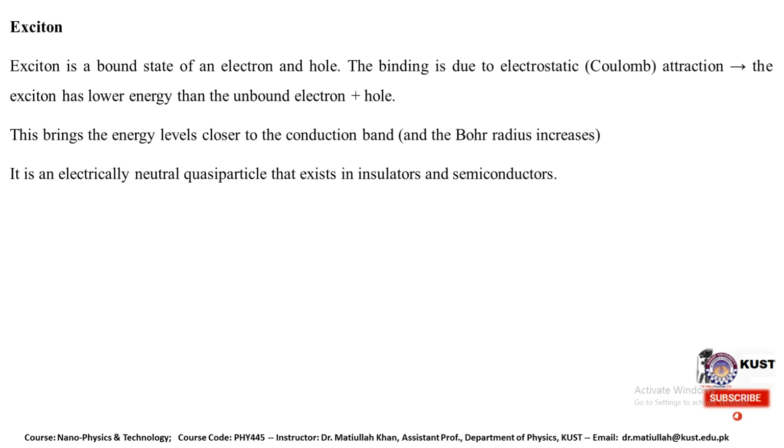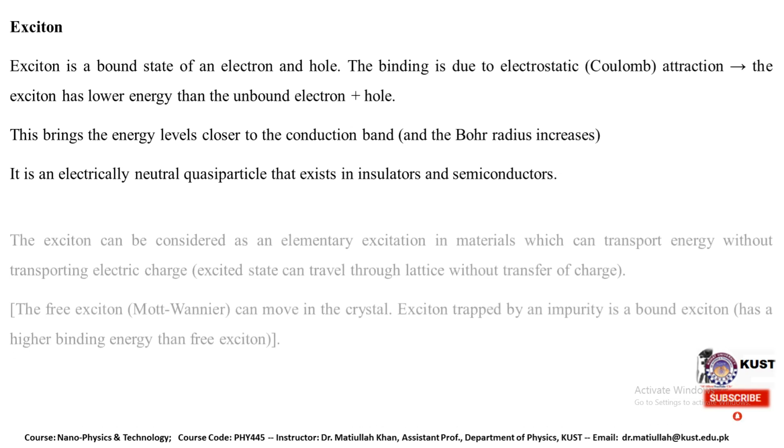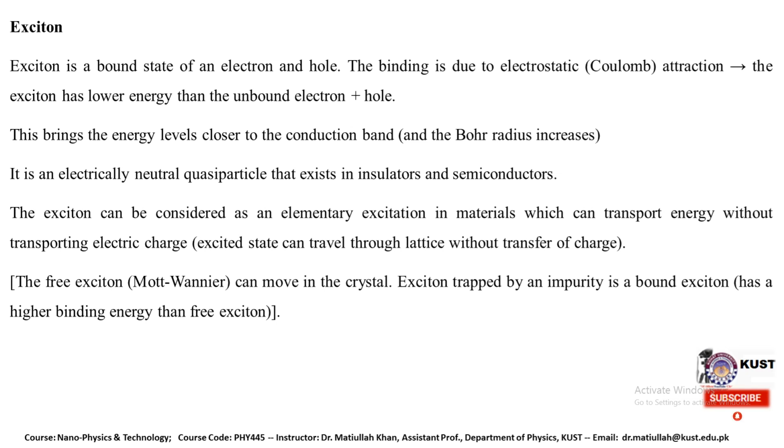So what are excitons? Excitons are the bound state of an electron and a hole. The binding is due to the electrostatic attraction, that is, the Coulomb attraction. The exciton has lower energy than the unbound electron plus hole. So this brings the energy levels closer to the conduction band and the Bohr radius increases. It is an electrically neutral quasi-particle that exists in insulators and semiconductors. The exciton can be considered as an electromagnetic excitation in a material which can transport energy without transporting electrical charge. That is, the excited state can travel through the lattice without transfer of charge.